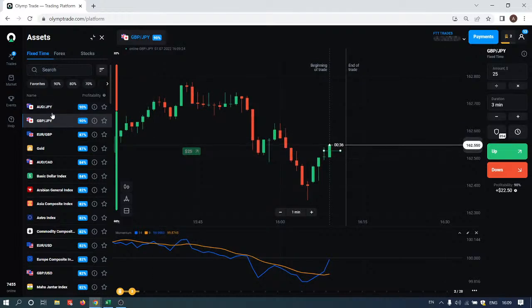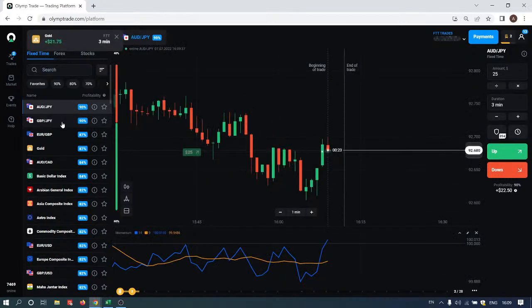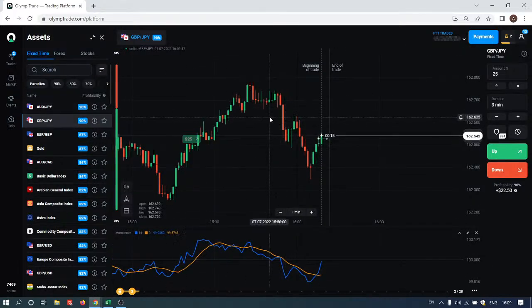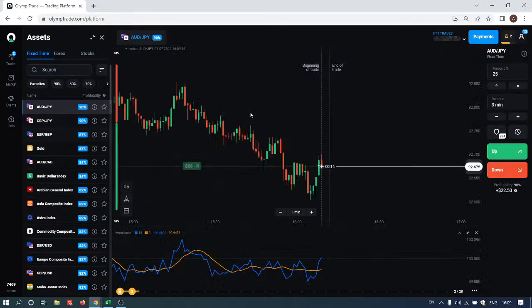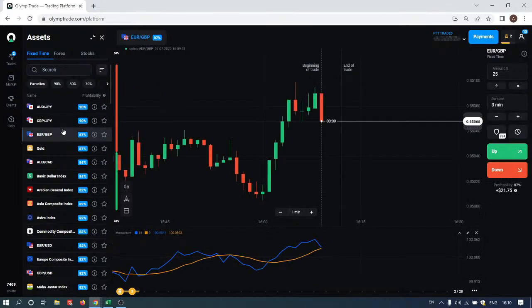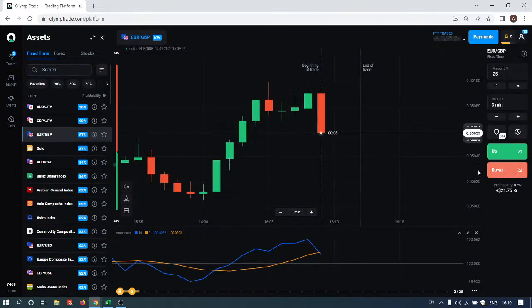This happens because you have the Japanese yen in both of these pairs. Guys, sometimes it's kind of difficult to explain, but the essence of this concept is that sometimes they resemble each other's movement or shape. So you can even build a trading strategy based on that. All right, and let's open a trade here.